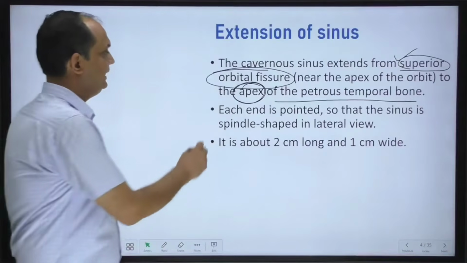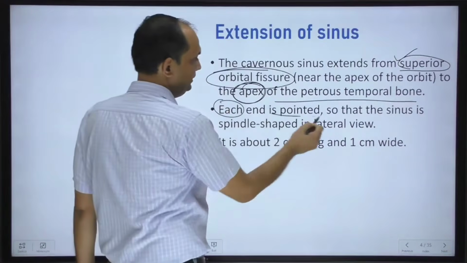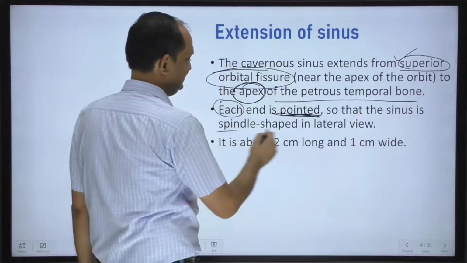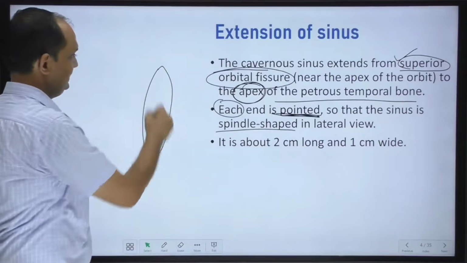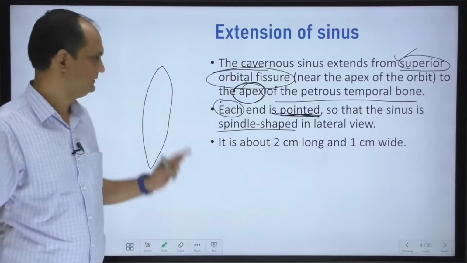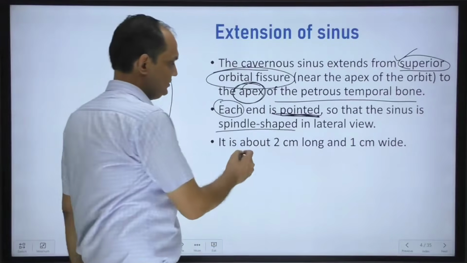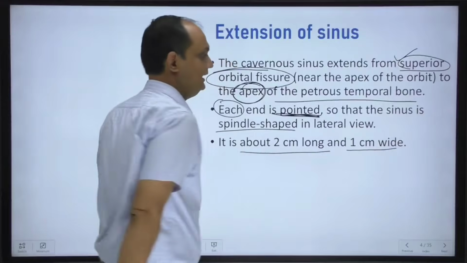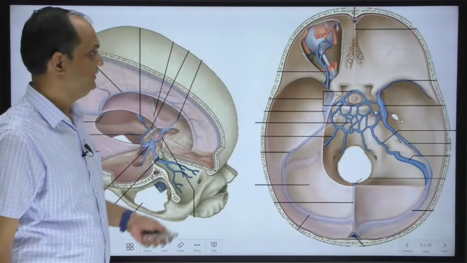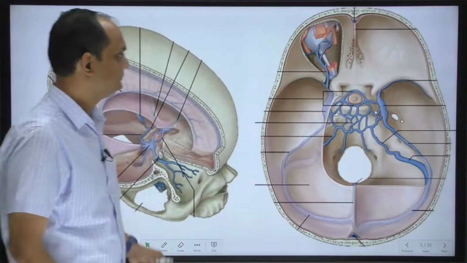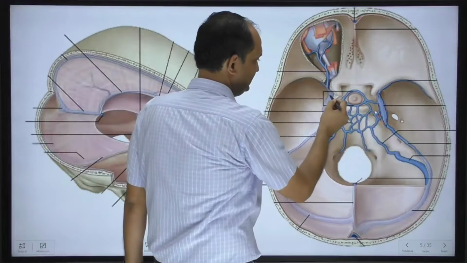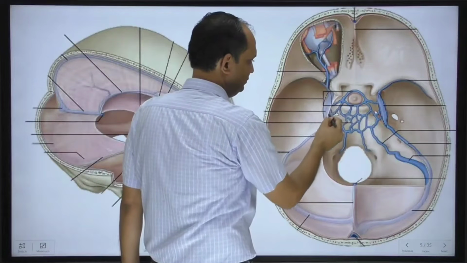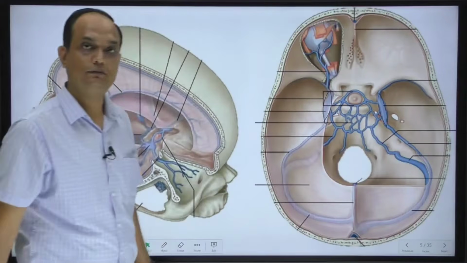Second thing is that its ends are pointed. So when you see the sinus, it is a spindle shaped sinus in lateral view. That means it looks like an elongated sinus. Then its dimension: it is 2 cm long and 1 cm wide, which you can appreciate in this diagram that this is the elongated sinus, and these sinuses are present on both sides of the body of sphenoid bone.